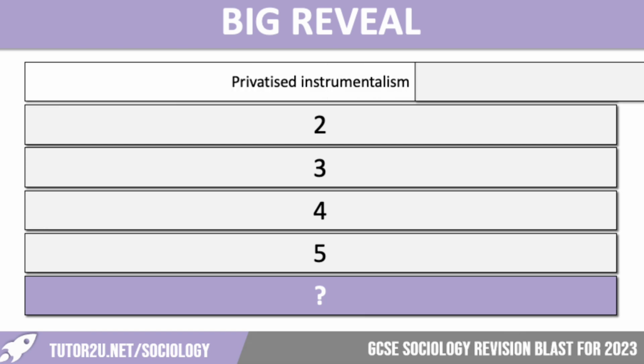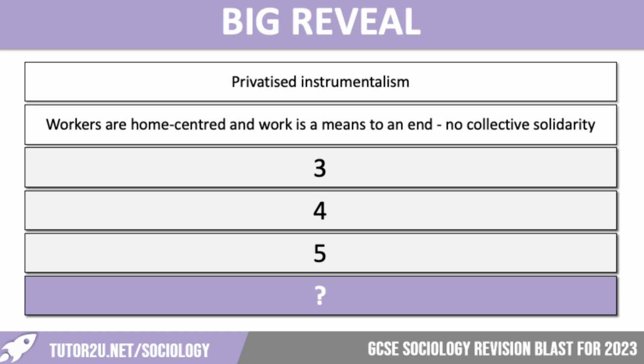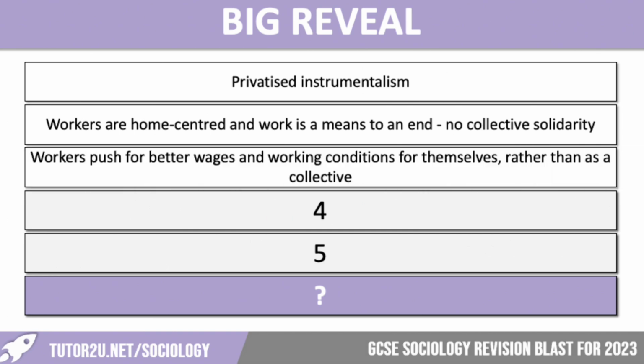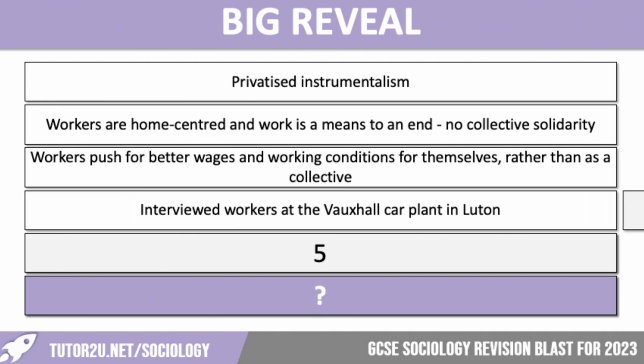So our first clue is privatised instrumentalism. Clue number 2, workers are home-centred and work is a means to an end. There is no collective solidarity. Clue number 3, workers push for better wages and working conditions for themselves rather than as a collective. Number 4, interviewed workers at the Vauxhall car plant in Luton. And number 5, it was a repeat of Lockwood's study in the 1960s.